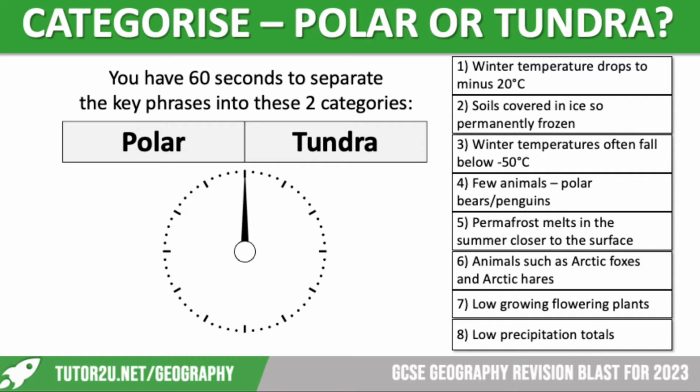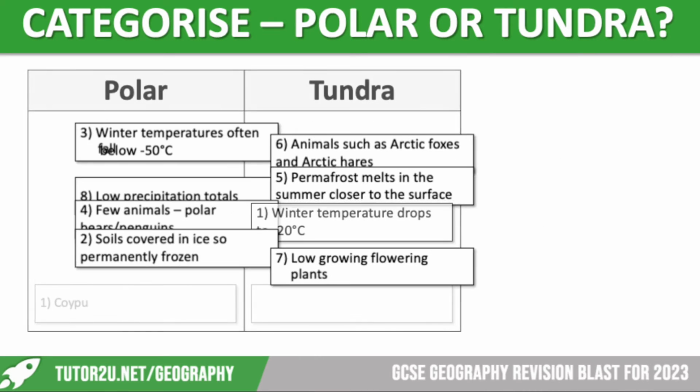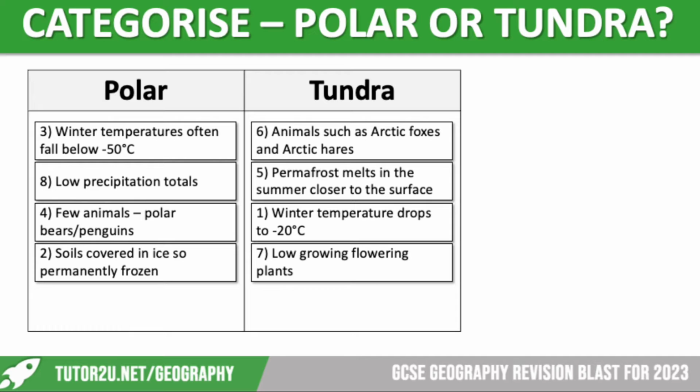Let's see how you got on, whether you were able to pop them in the correct categories. So in our polar category, we've got the winter temperatures often falling below -50. We've got very low precipitation totals. So polar regions are actually classified as deserts. They're just cold deserts. They have around about the same precipitation as our hot desert. There are a few animals, so you've got polar bears in the North Pole, and we've got penguins down in the south. There are a few others, but not many species can adapt. And the soil is covered in ice, so it is permanently frozen.